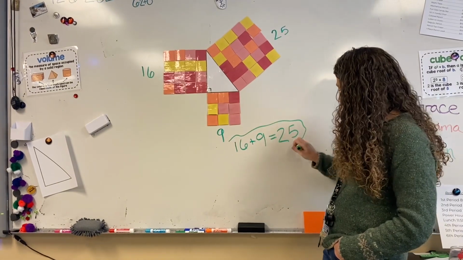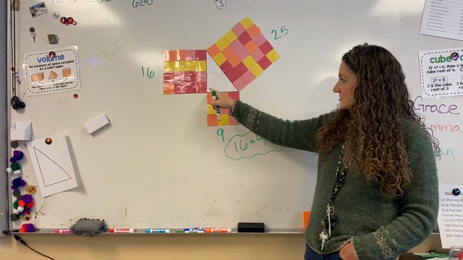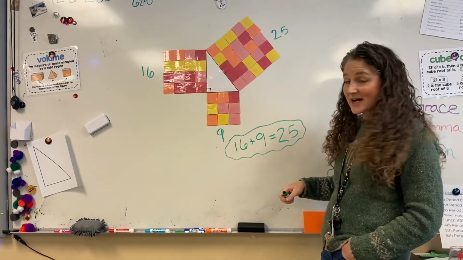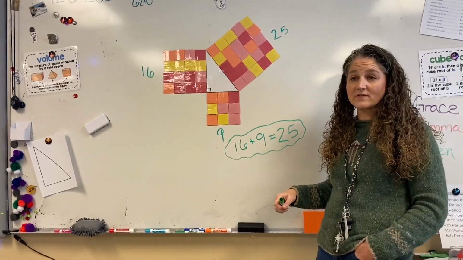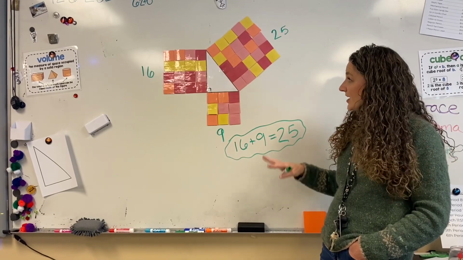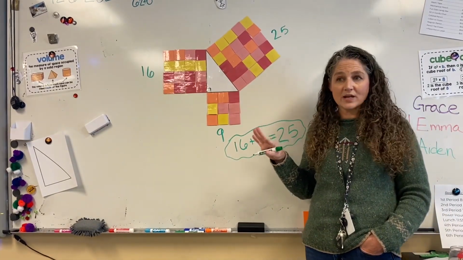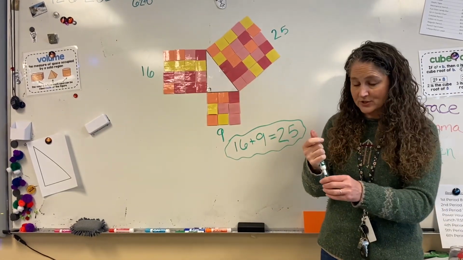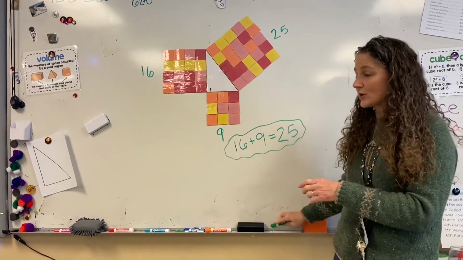Because there's a 90-degree angle right there. Okay. 16 plus 9 does indeed equal 25. So there is a special property of right triangles that this always works. Okay, go ahead and put your starbursts away. I'm going to put my starbursts away, and we're going to explore other right triangles.